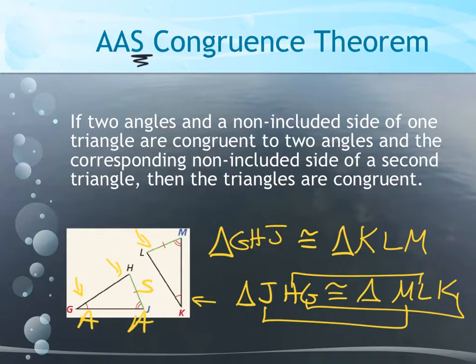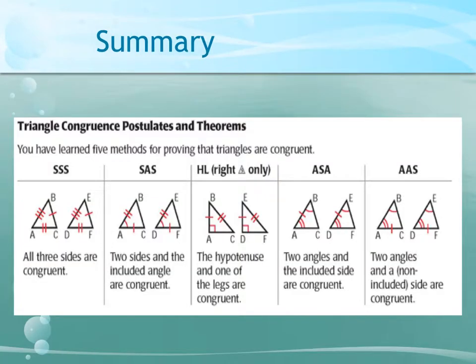The next slide has a summary of all 5 shortcuts. So we've learned 5 methods. The first one we learned was side, side, side. So we have to show that all 3 sides are congruent. Then we learned side, angle, side, and that's when 2 sides and the included angle are congruent.